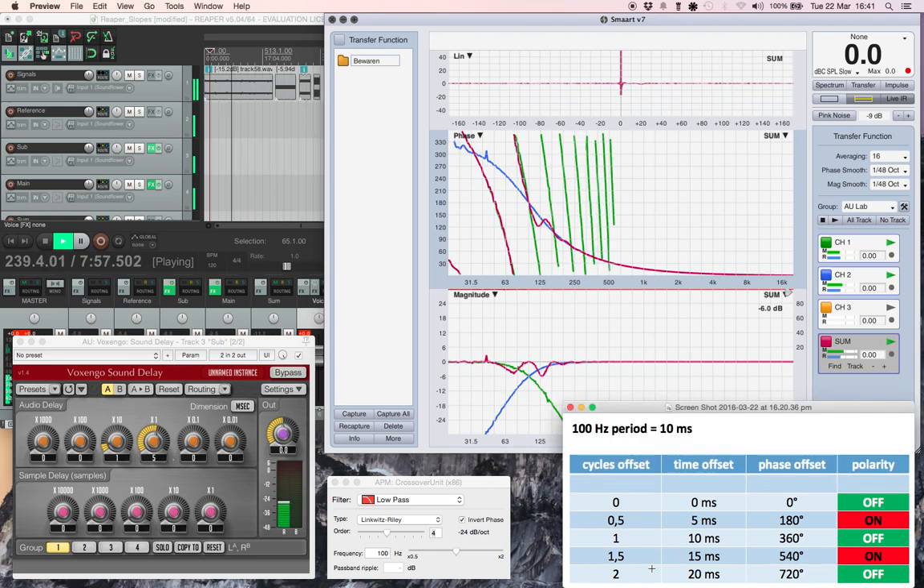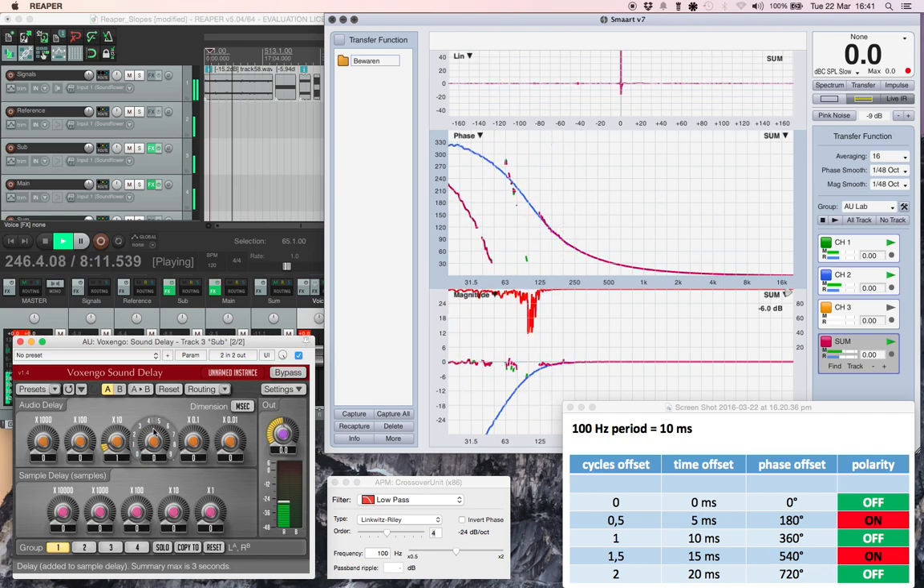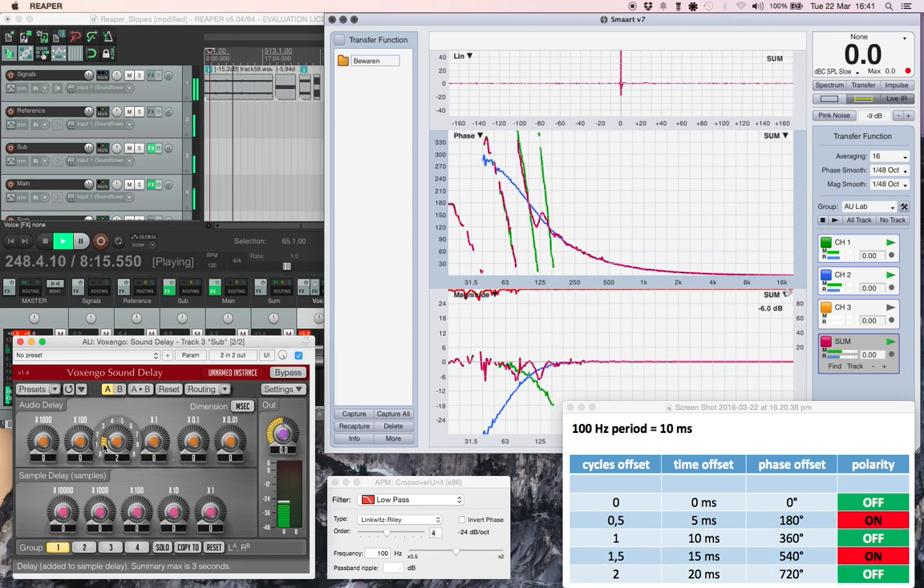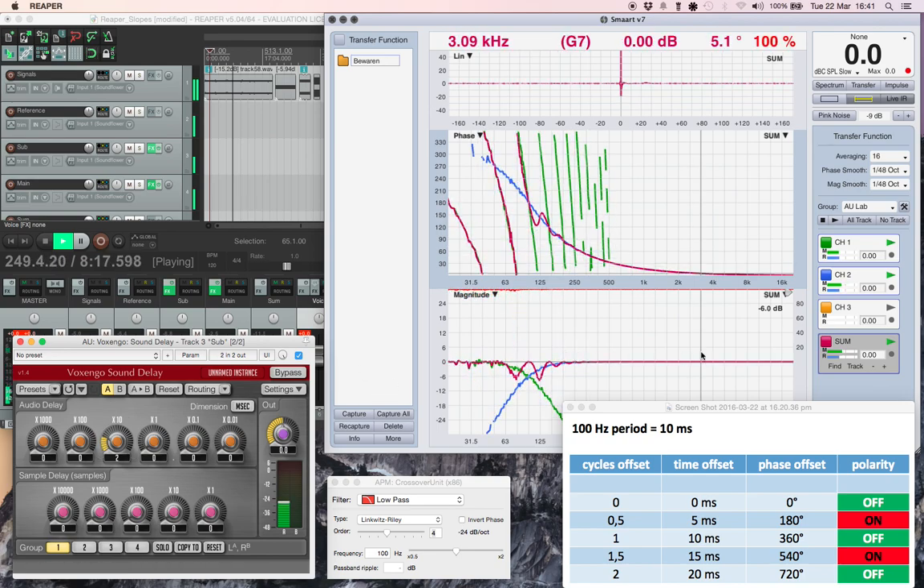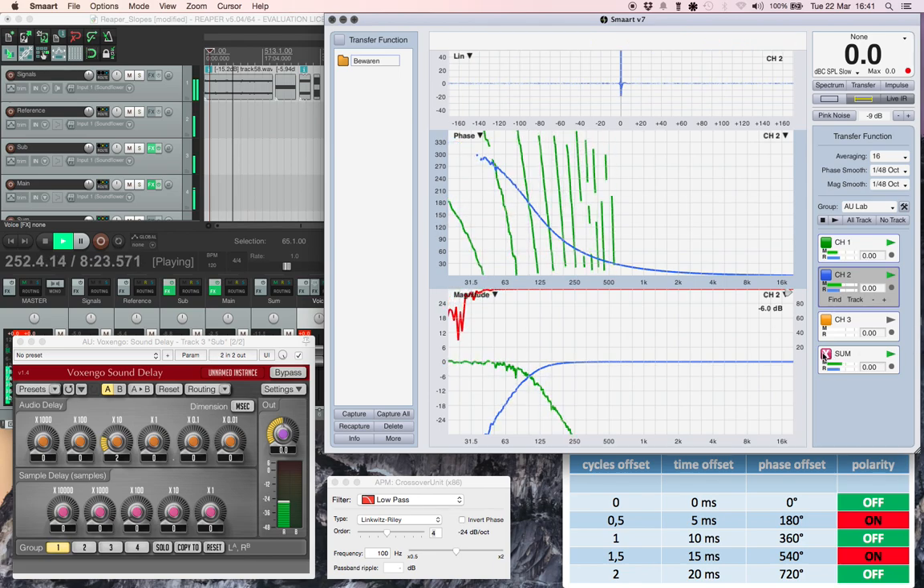So let's go to the final instance in this chart, and this goes on and on clearly. Let's go to 2 cycles of offset equaling 20 milliseconds. So let's take out the polarity inversion and let's go to 20 milliseconds or 2 cycles of time offset. And again, you can see that we have summation. The phase traces are intersecting at 100 Hz, but their slopes do not match.